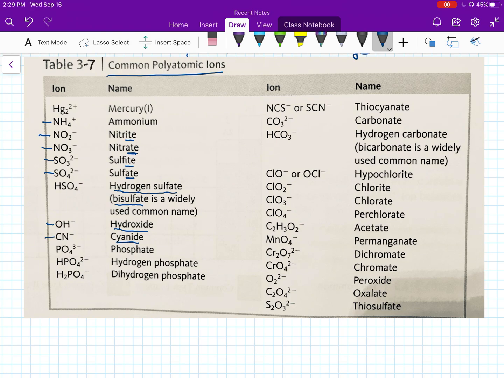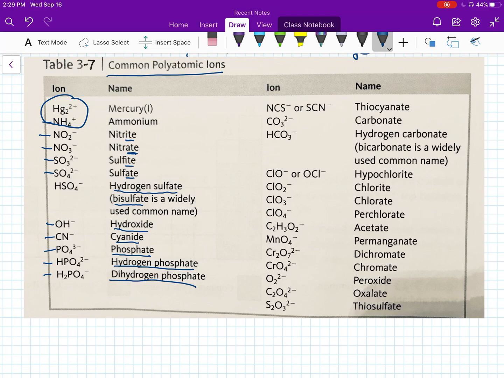OH minus is a hugely important one, hydroxide, a strong base, so that's a really good one to know. CN minus, cyanide. PO4 3 minus, phosphate. This is how almost all phosphorus exists on planet Earth. HPO4 2 minus is hydrogen phosphate, and H2PO4 minus is dihydrogen phosphate. You'll notice that most polyions are anions. Very few of them are actually cations. So these are the only two that are cations. The rest of them are anions.